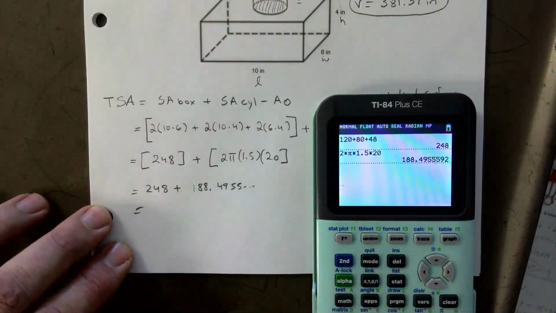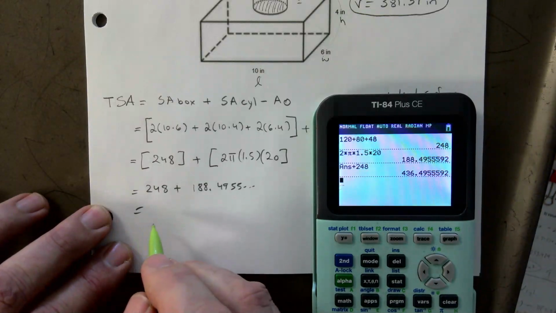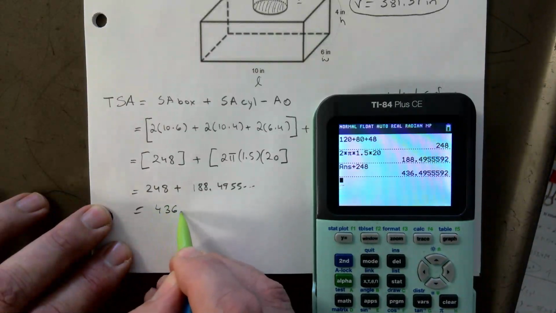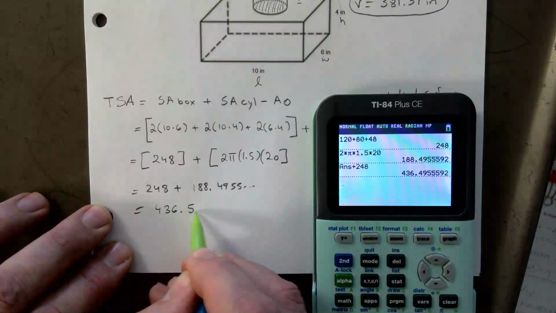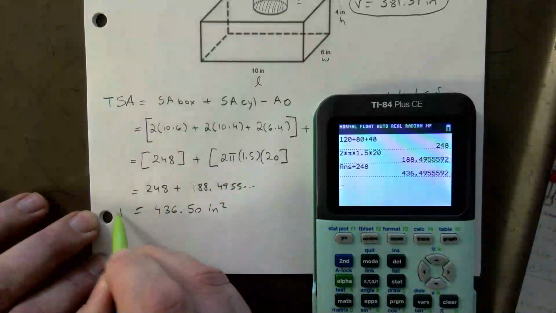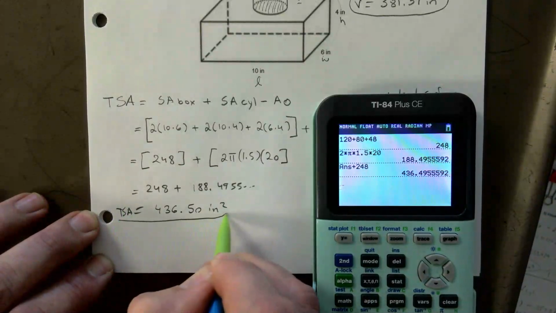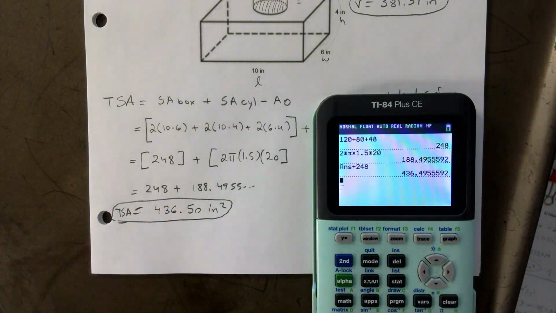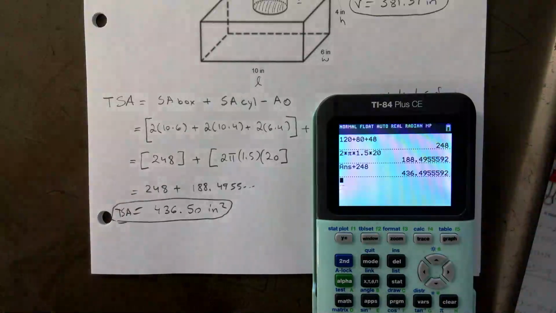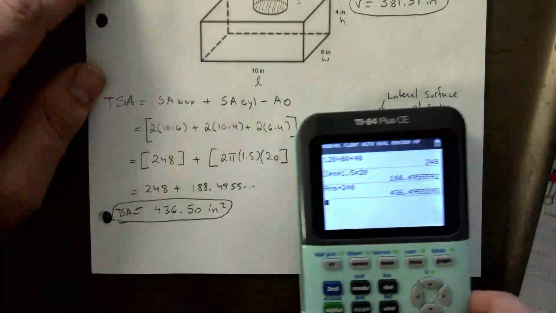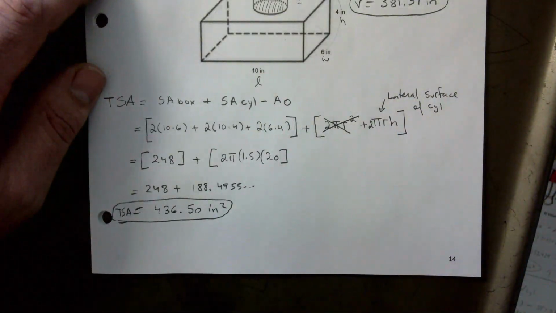So then I'm just going to add 248 to it. That's 436.50 squared inches, because now we're talking surface area. And of course, if you wanted to make 1,000 boxes, you would multiply this by 1,000, right?